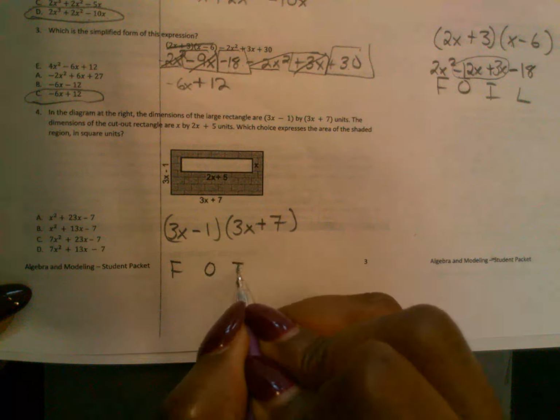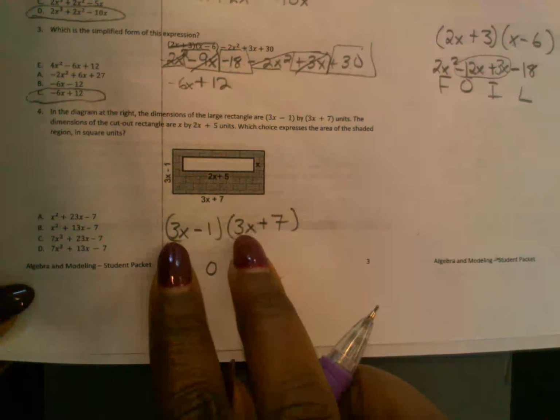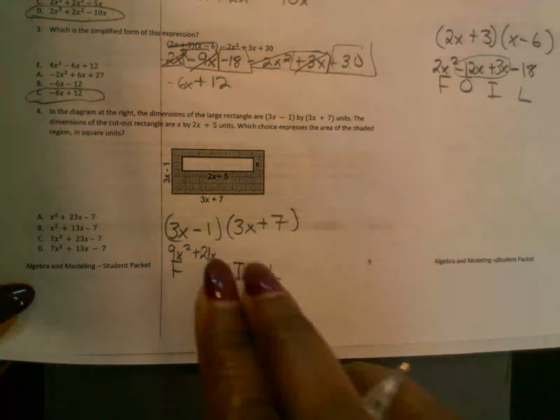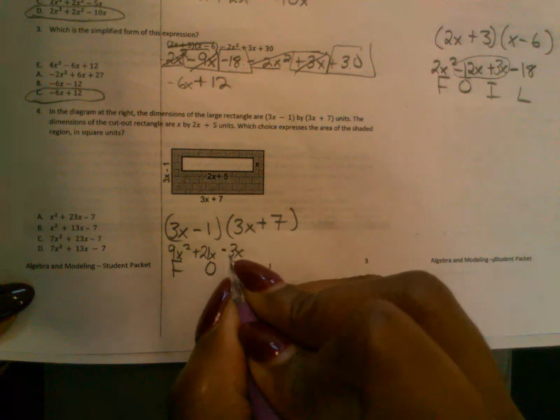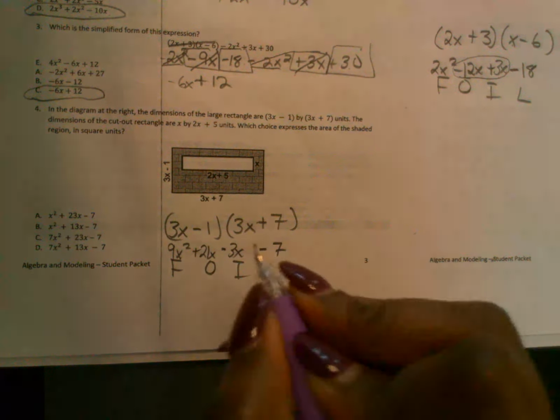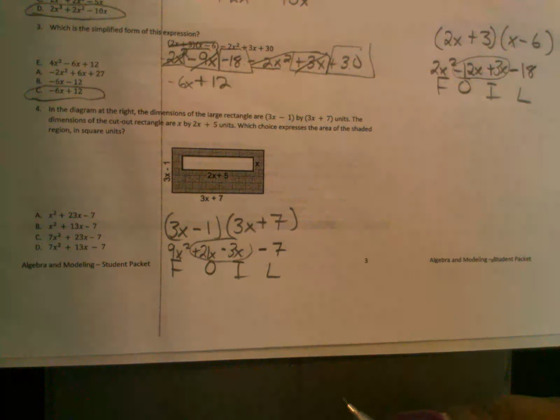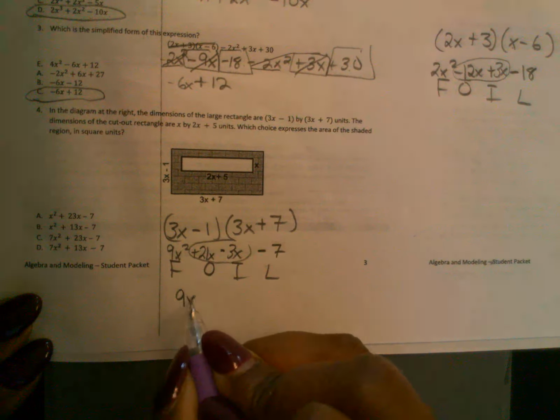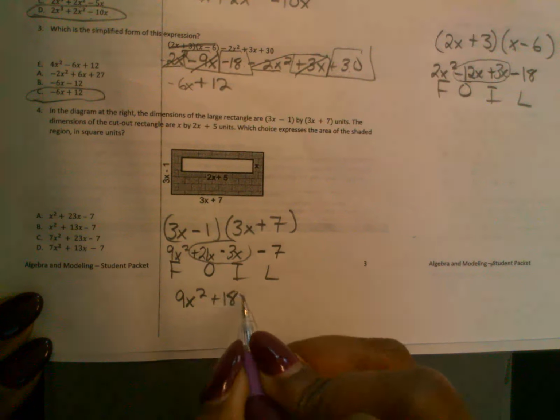So we're going to do FOIL again. FOIL. First, that is 9x squared. Outer, that is 21x. Inner, that is negative 3x. And last is negative 7. Okay? All right, so now we got to combine. So that's these two together. That's 18, 19, 20, 21. Double checking myself. So this is 9x squared plus 18x minus 7. This is the area of the large one.